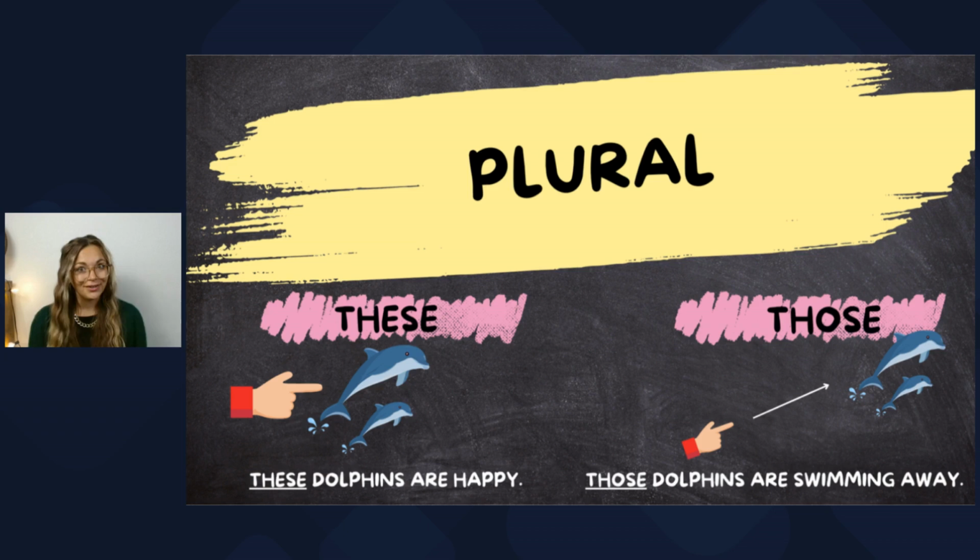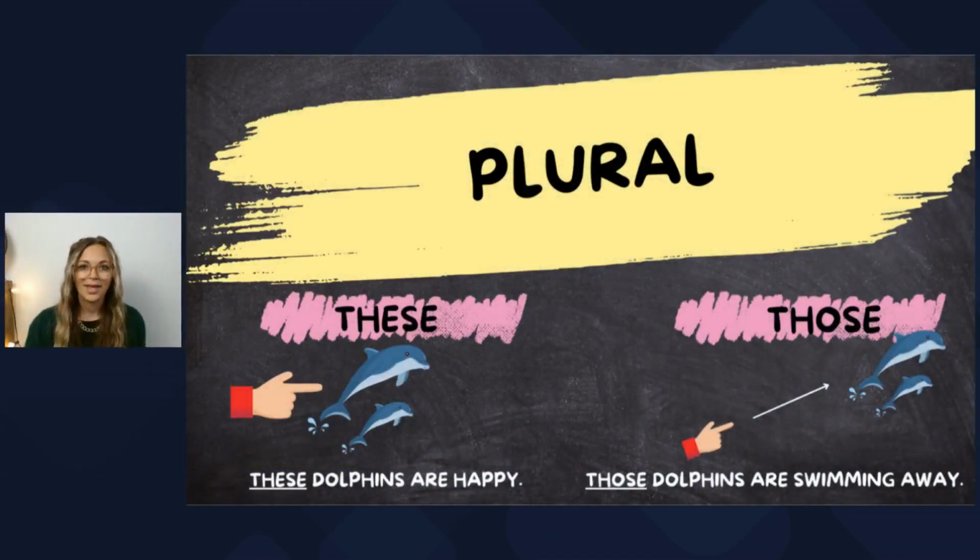For plural, so more than one object, in your area or you can touch it, use these. For example, these dolphins right here are happy. Those dolphins are swimming away. Those dolphins over there are swimming away.